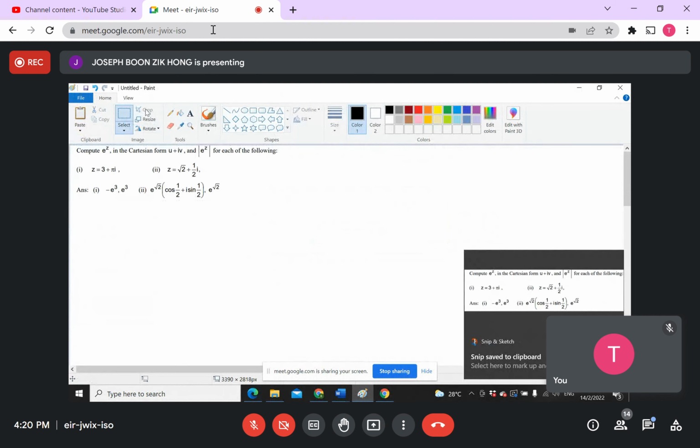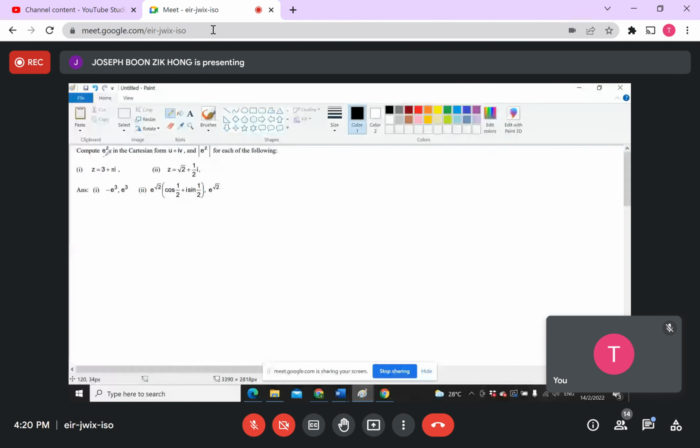Okay. So I want to compute e^z in the form of u plus iv, and I also want to find this one for each of the following. So that means z is 3 plus πi. If you want to find e^(πi), what is e^(πi)? e^(πi) will be cos π plus i sin π.